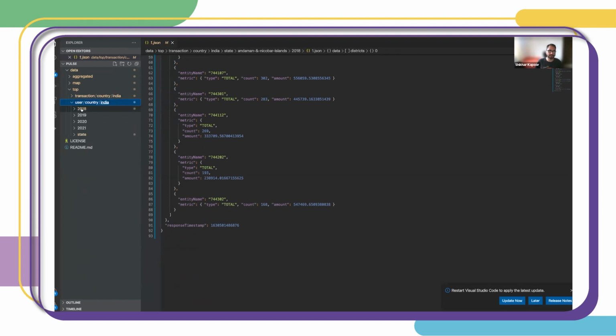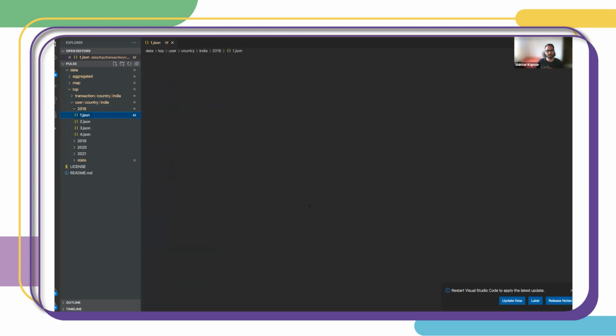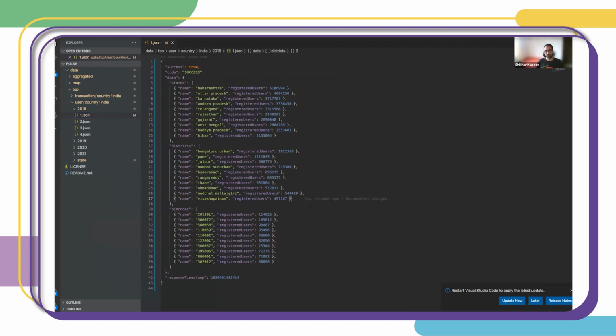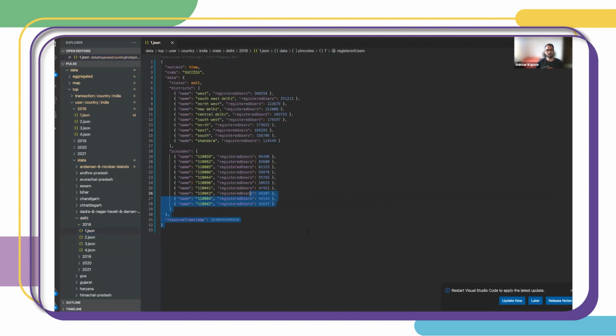Further diving into the user data for the top, you see users partitioned by the top 10 states in terms of registered users, and again the top 10 districts. If you go inside, let's say a state, you see the top 10 districts inside the state that you're trying to access.